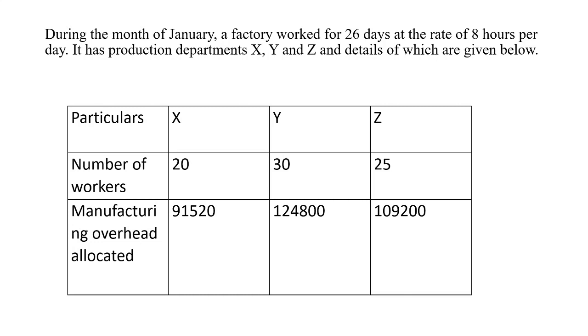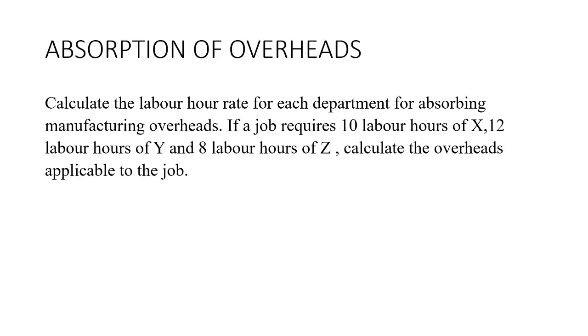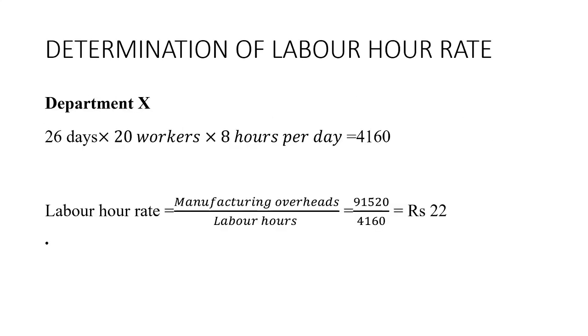The information relates to a month, that is, during the month of January, the factory worked for 26 days at the rate of 8 hours per day. So each worker works for 8 hours per day. Now we have 20 workers. So 20 workers multiplied with 8 hours, and that is for a day. Now we have 26 days of work. So we can calculate the labor hours.